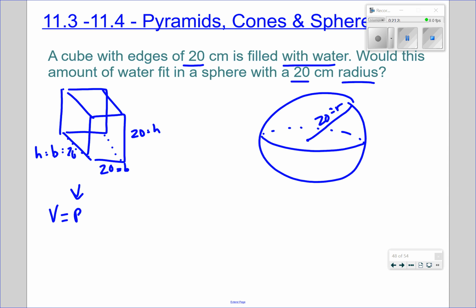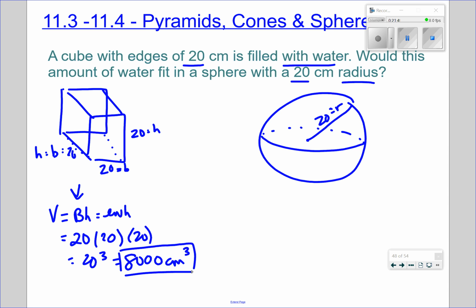Volume would be area of the base times the height, or length times width times height, as some of you are used to it. So this would simply be 20 times 20 times 20, or 20 cubed, which is 8,000 cubic centimeters.